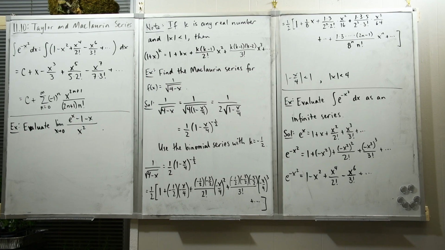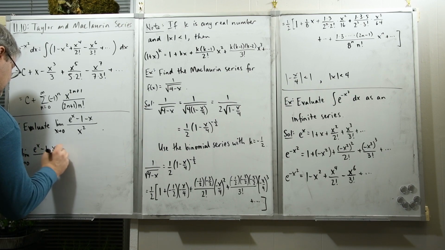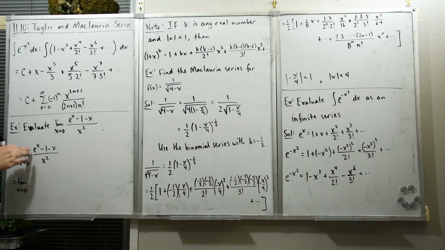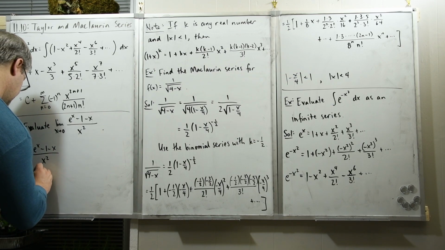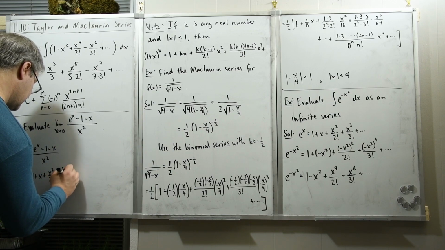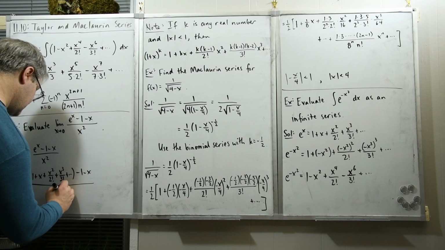Now, we have a number of ways that we can approach this particular limit. But here's what I think is kind of a neat way to look at it. If you take a look at the limit as x approaches 0 of e to the x minus 1 minus x over x squared, that's the same as the limit as x approaches 0 of, and let's go ahead and put our Maclaurin series representation in for e to the x. So you'd have your 1 plus x plus x squared over 2 factorial plus x cubed over 3 factorial and so forth, and minus 1 minus x, all over x squared.